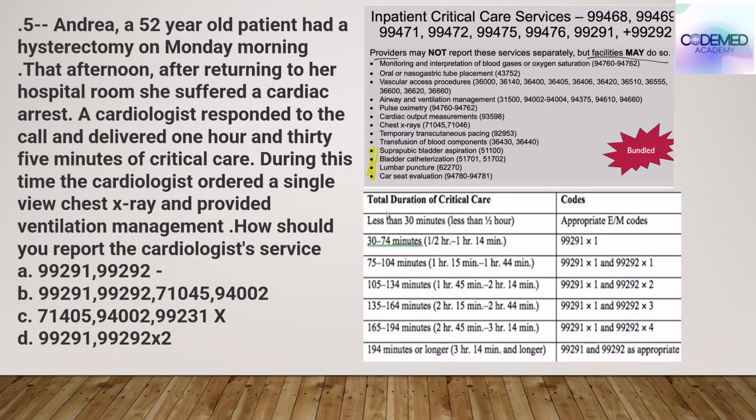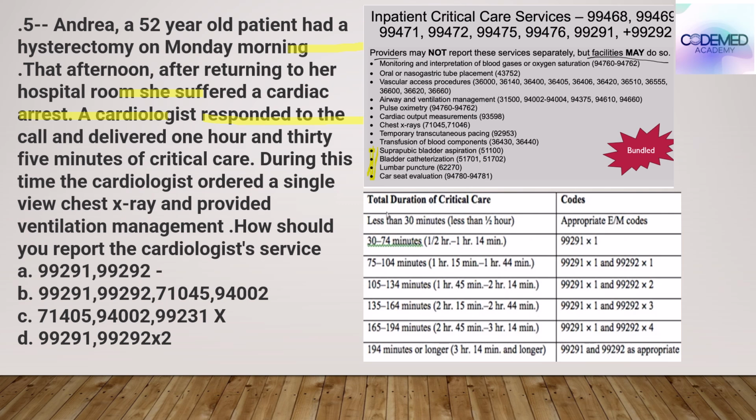So let us take the next example. Andrea, a 52-year-old patient, had a hysterectomy on Monday morning. That afternoon, after returning to her hospital room, she suffered a cardiac arrest. The cardiologist responded to the call and delivered 1 hour 35 minutes of critical care. During this time, the cardiologist ordered a single view chest X-ray and provided ventilation management. How should you report the cardiologist's service?